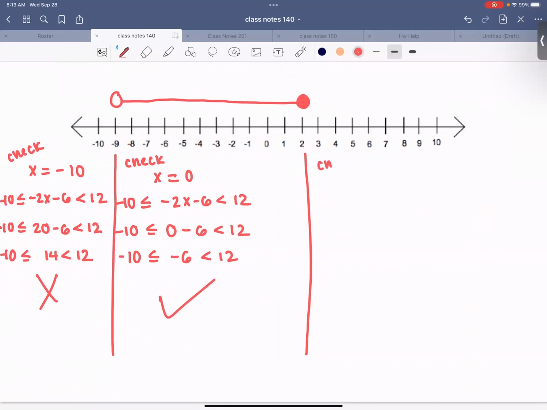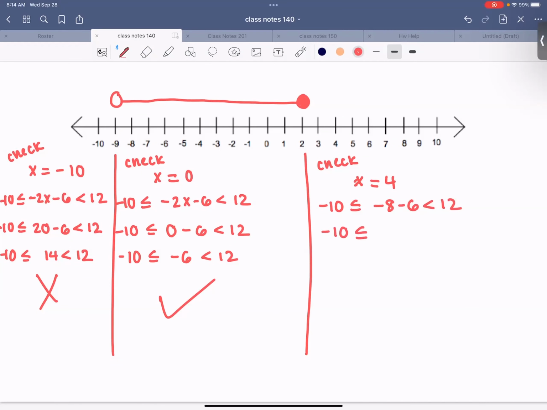Okay. Next thing we'll check. What's a number bigger than 2? 4, we can do 4. Okay. -10 less than or equal to, I'm not going to rewrite the equation again. -2 times 4 is -8 minus 6 is less than 12.